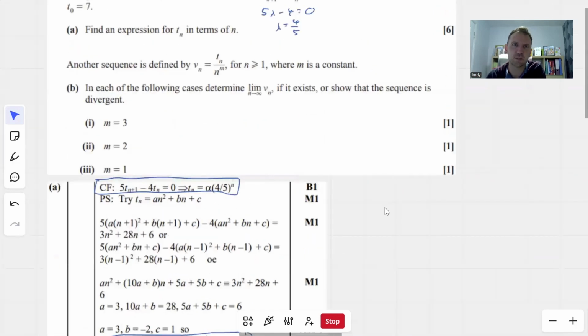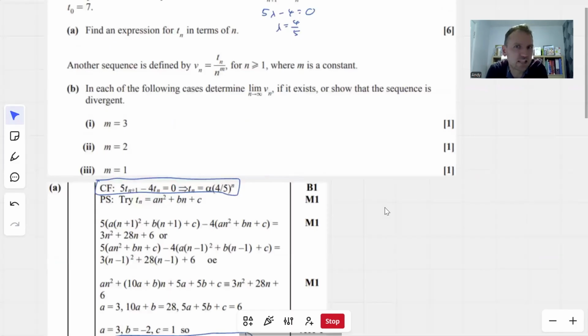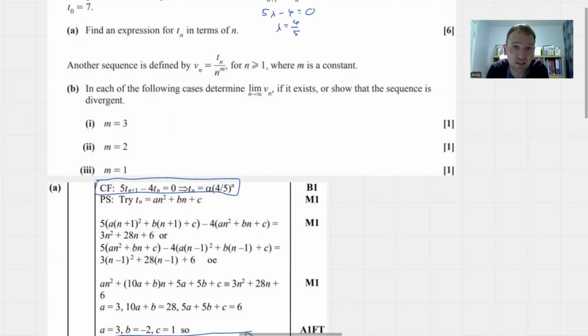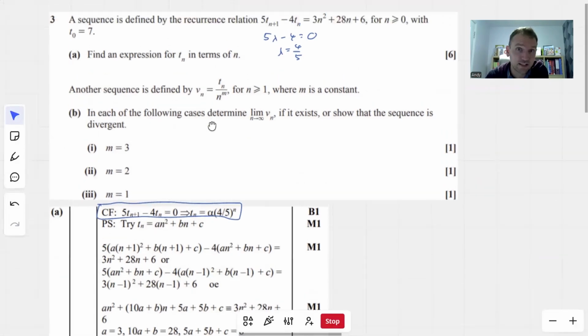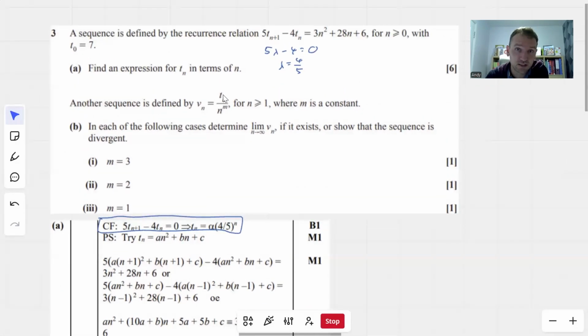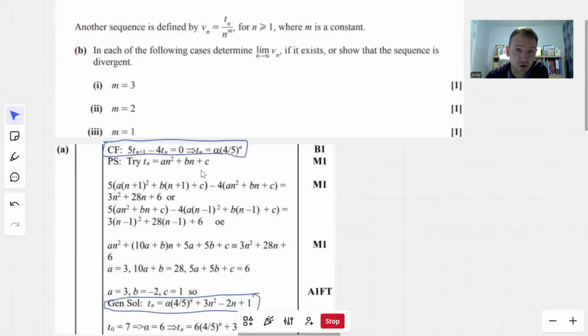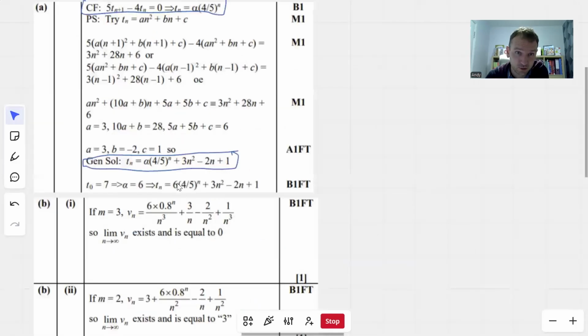Okay, part B. It says here that we want to determine the limit. Because of that, if you just write the correct answer, you're not getting a mark, even if you might be able to just look and say. So you're best to write out what your Vn is here. So in the first one, we're doing Tn over n cubed. So if we do this expression divided by n cubed, we end up with these four terms.